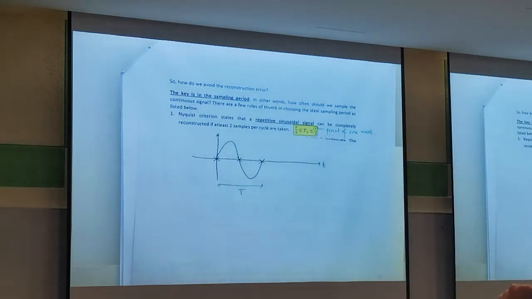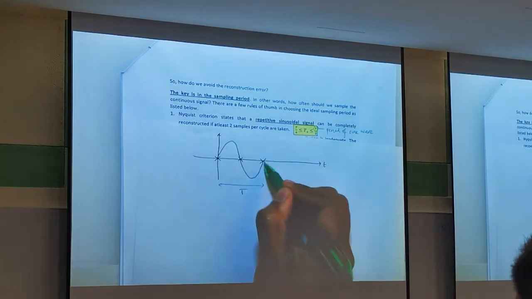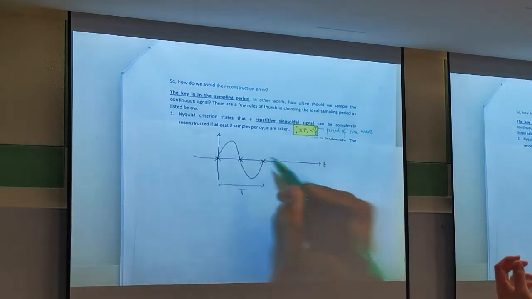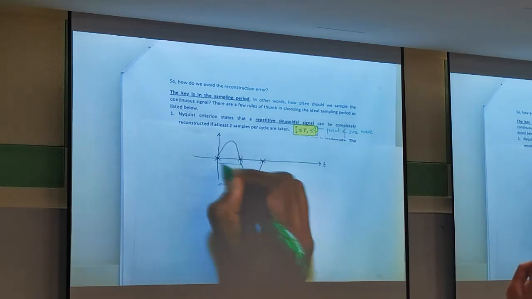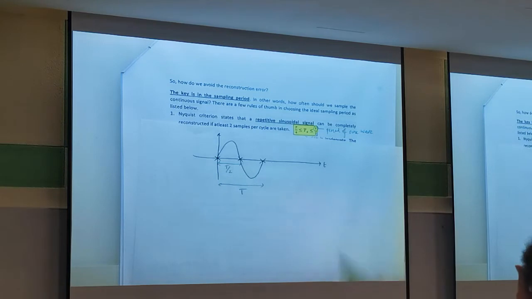So just now I had 2 points. That means my sampling period is the same as the period of the sine wave. No use. Then I tried half. If it's T over 2, also no use because I get 3 points all at the 0 line. I just assume it's 0.